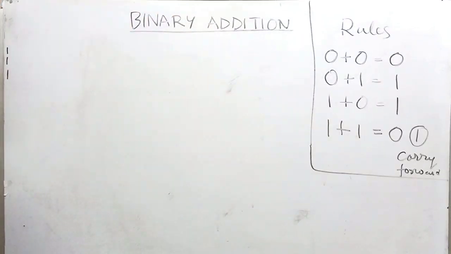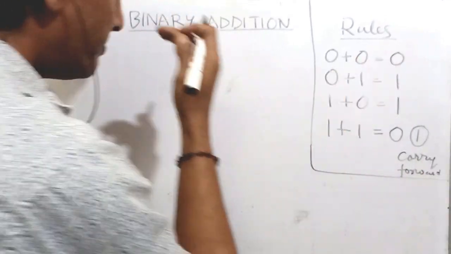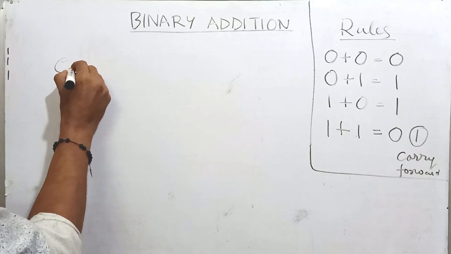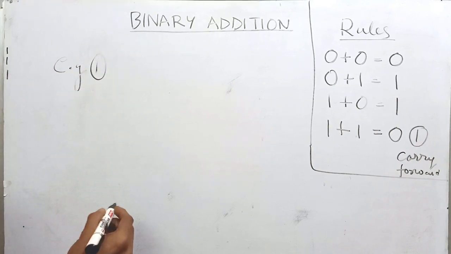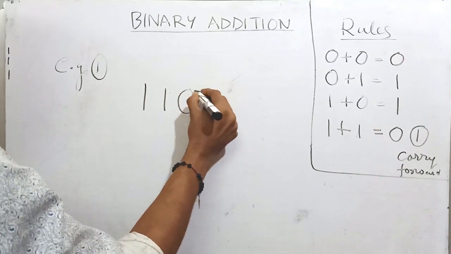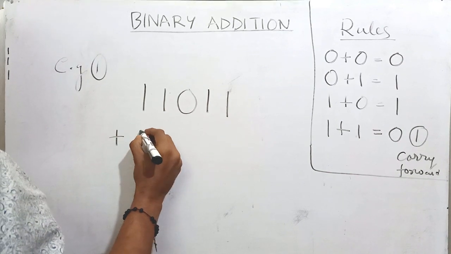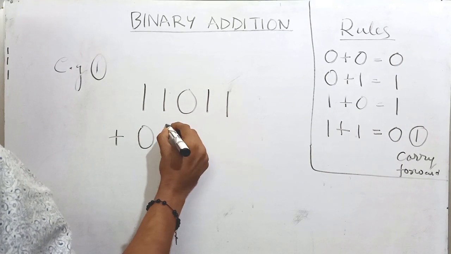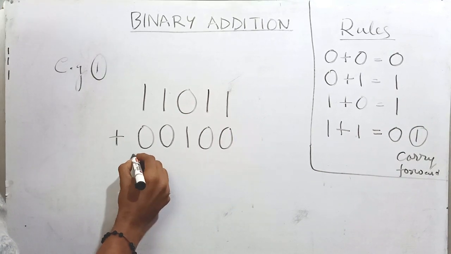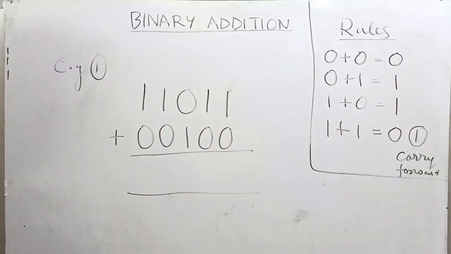So we'll add some binary numbers using these rules. First, example 1: let us take 1 1 0 1 1. We'll add 0 0 1 0 0. So we'll add these two numbers following the rules given here.